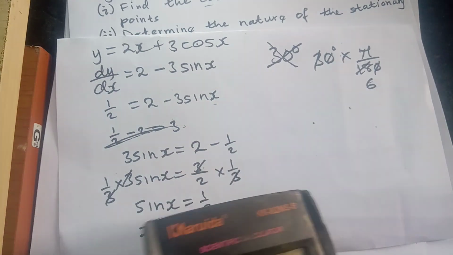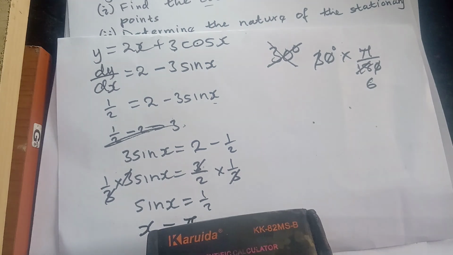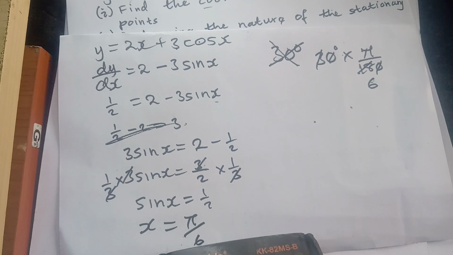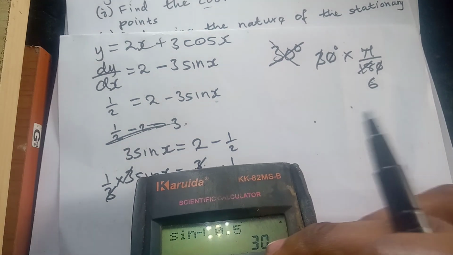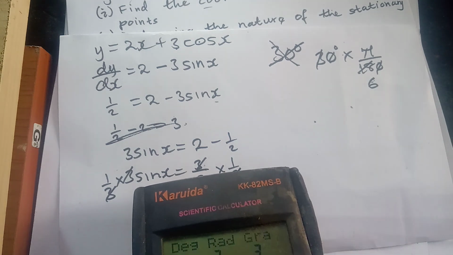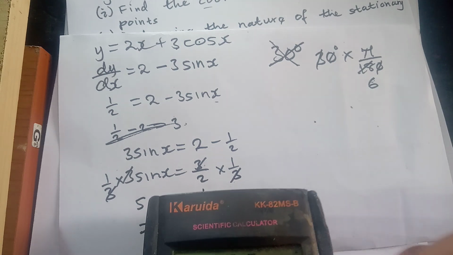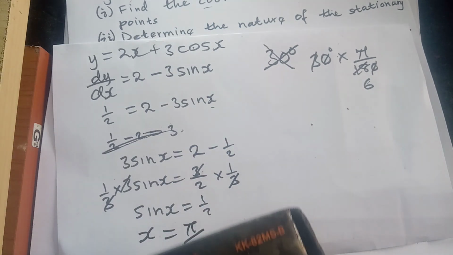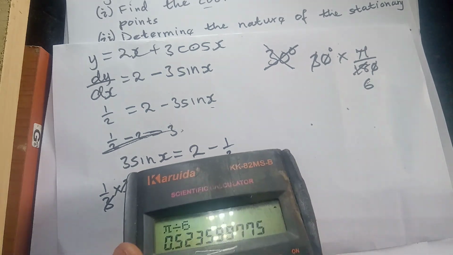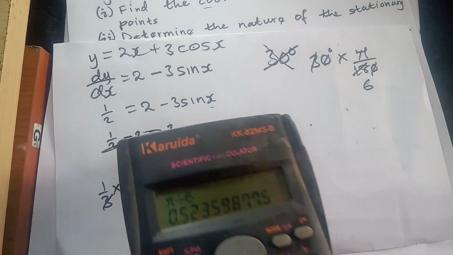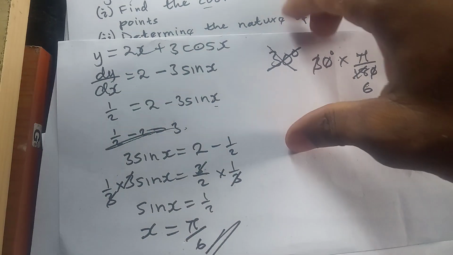Pi over 6, if you are using your calculator, this will be sine inverse of 0.5, and make sure you convert this to radians. So in radians, this is 0.5236, which is the same as pi divided by 6. As you can see, it's just the same thing. So this marks the end of this question.